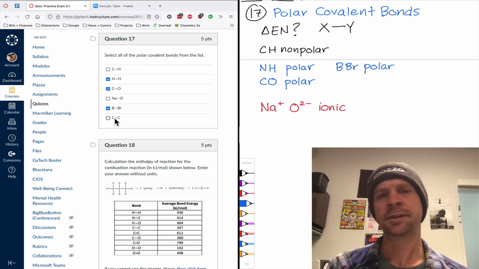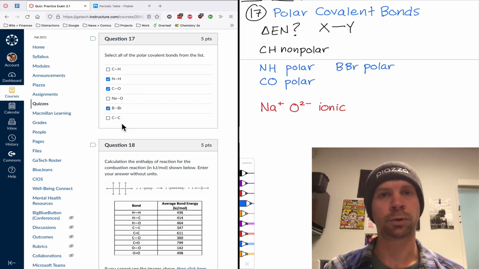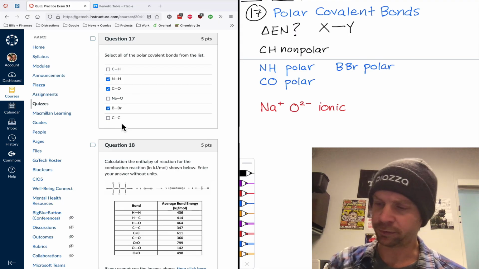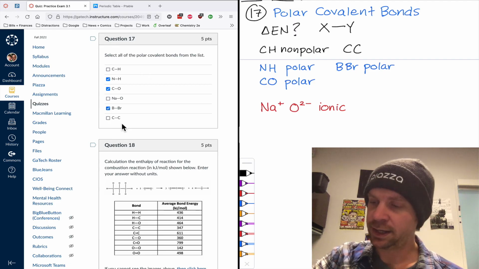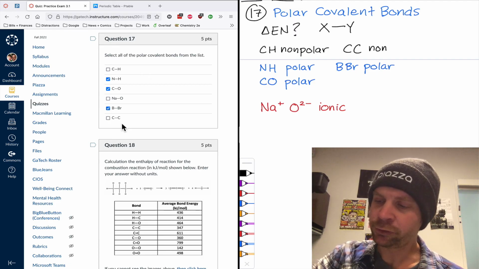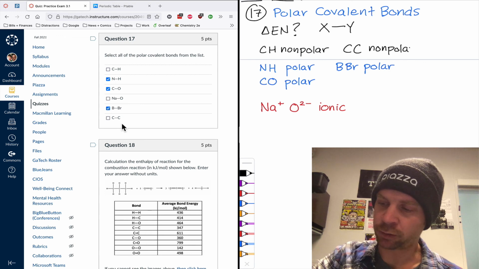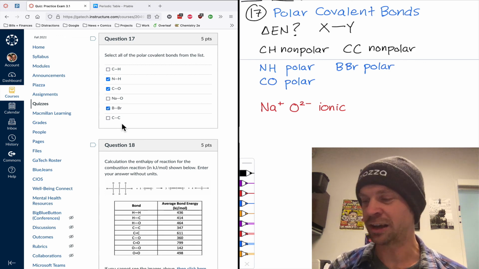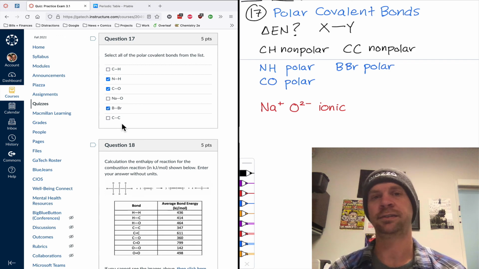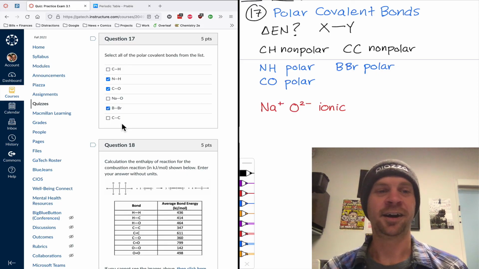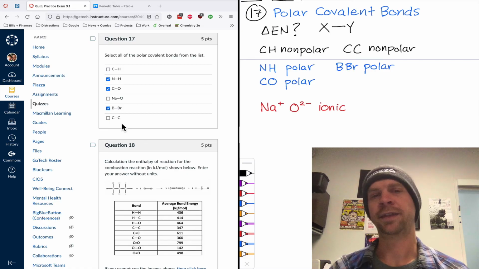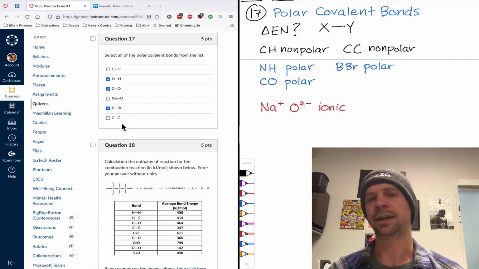And then finally, C-C, of course, is a nonpolar bond because the two elements involved are identical. A carbon-carbon bond is nonpolar. And this is true generally even if the carbons are connected to different stuff, suggesting that one carbon has more electron density, maybe because it's being pulled on by other things, than the other carbon. Generally, we think of C-C bonds as nonpolar in any case.